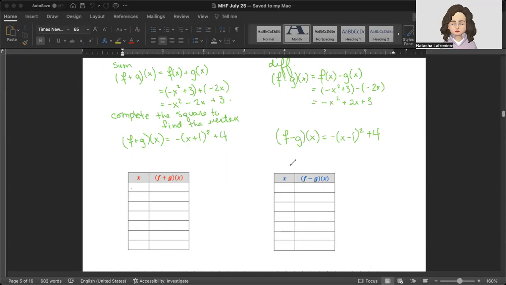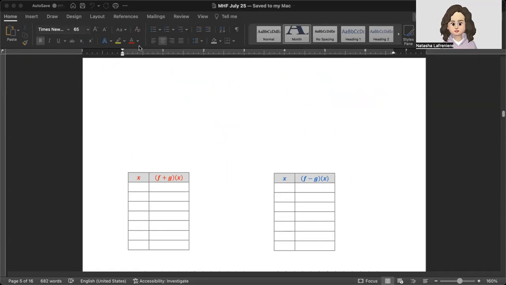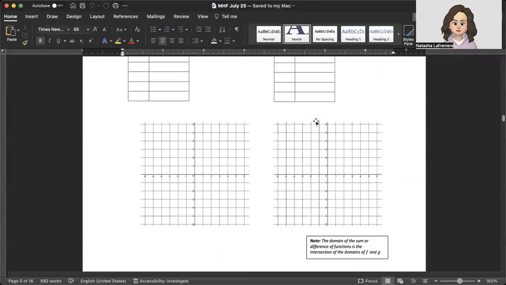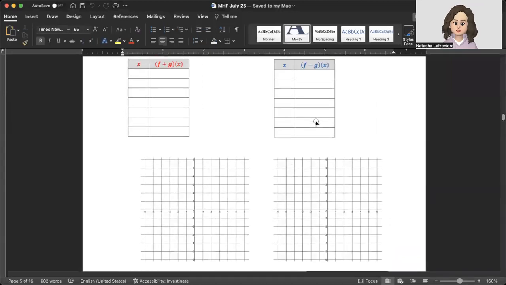Okay, plus 4. So I'm going to clear this. I'm going to rewrite the vertex form of those so that way we can finish this table. So the vertex form of this guy is negative x plus 1 squared plus 4. And then the vertex form of this is plus 4. So the vertex of this one is negative 1, 4.